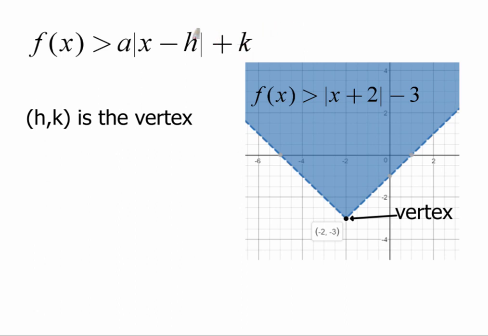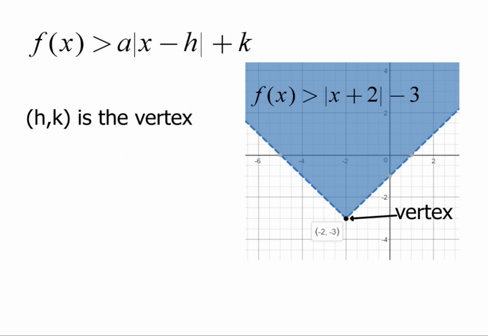Now, h, k is a point. The numbers for h and k form a point, and that is what we call the vertex. You can think of it as the point of the V shape. Sometimes it'll be the bottom number. Sometimes if this was flipped upside down, it would be the top number. But it's the point of your absolute value equation, and it's going to be the most important point that we need to use. If you look, I've graphed here f of x is greater than the absolute value of x plus 2 minus 3, and you can see the vertex is at -2, -3.